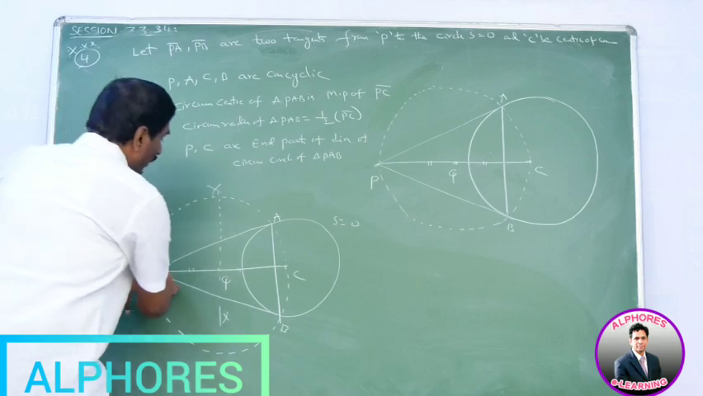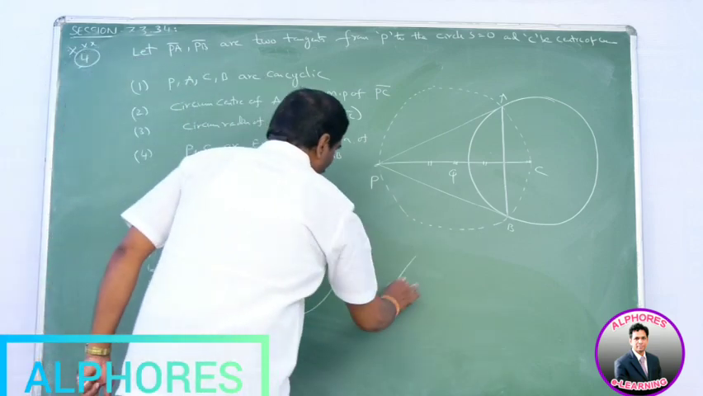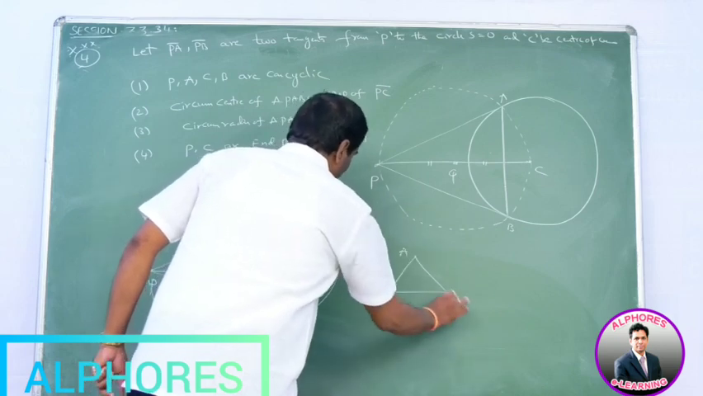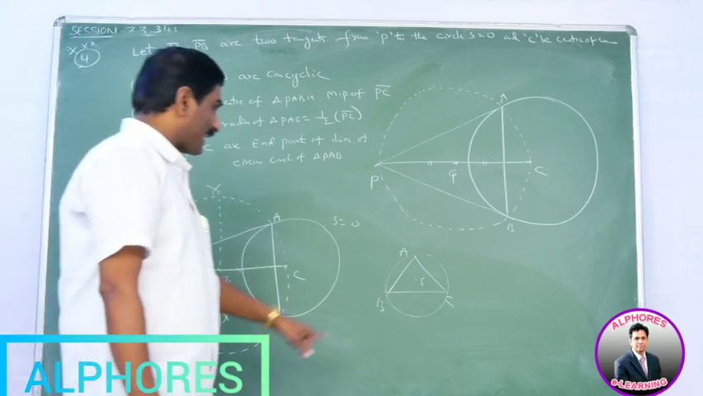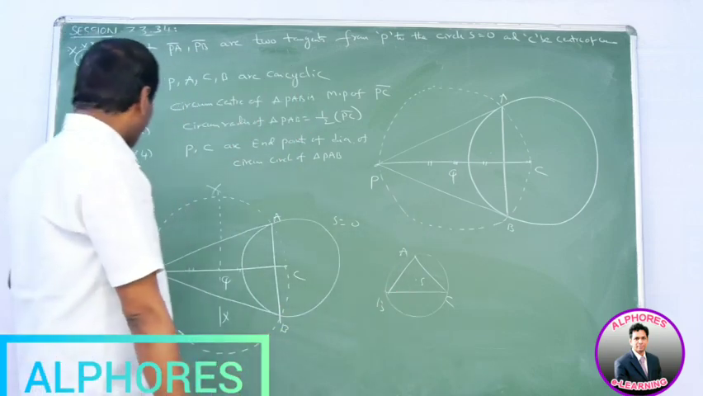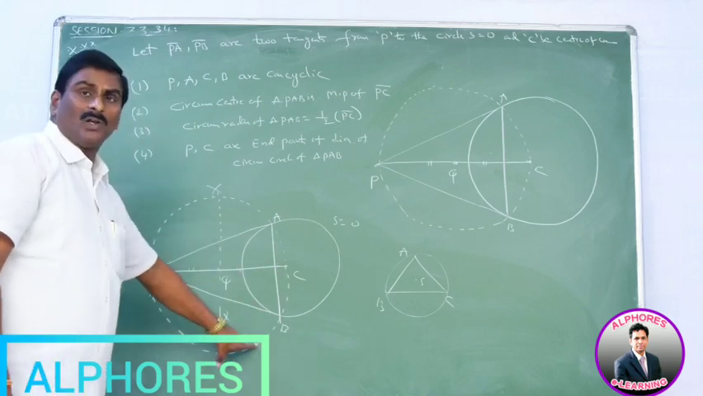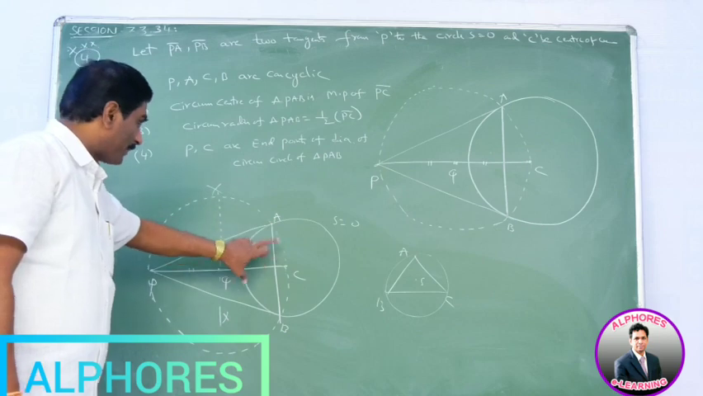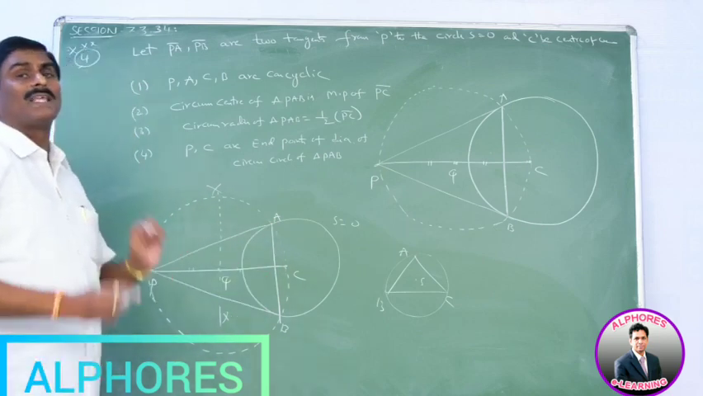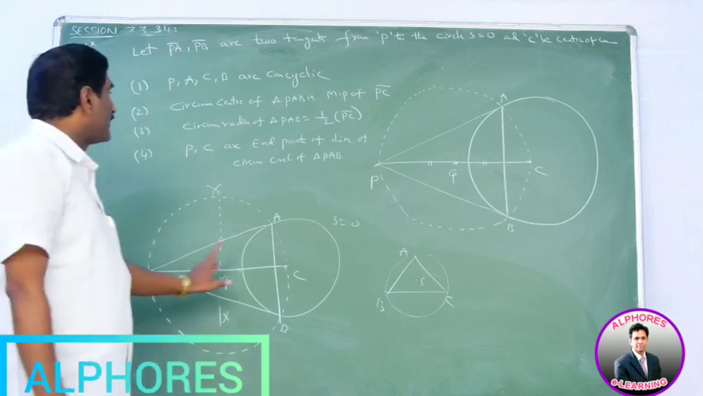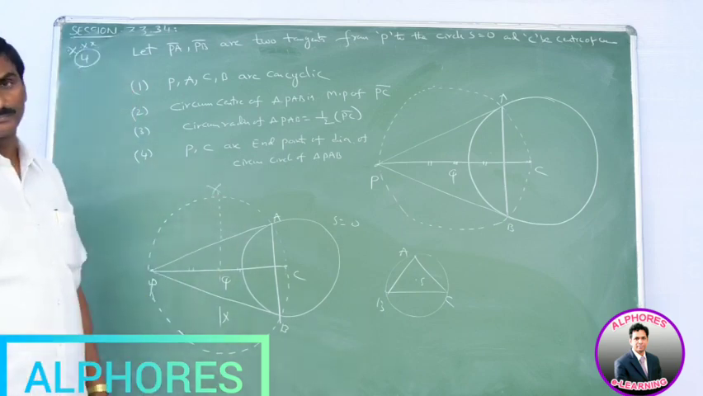What is the circumcenter of triangle PAB? Circumcenter is nothing but, suppose it is the triangle ABC, the circumcenter is equidistant from the vertices and the circle passes through these 3 points. The circle passing through PAB is nothing but the circle passing through PACB. So the circumcircle of triangle PAB is this circle. Here the diameter of the circle is PC. So the circumradius is nothing but half of PC. Circumradius of triangle PAB is equal to half of PC.